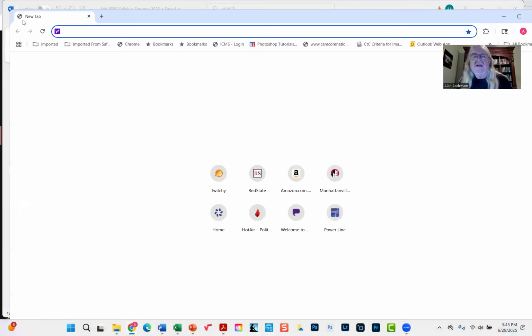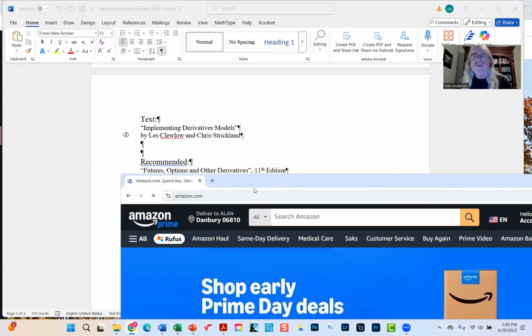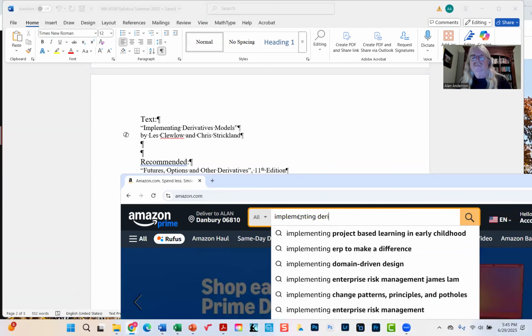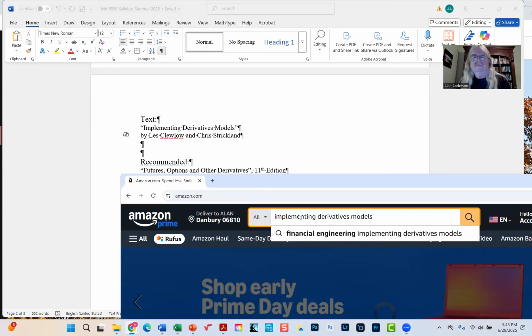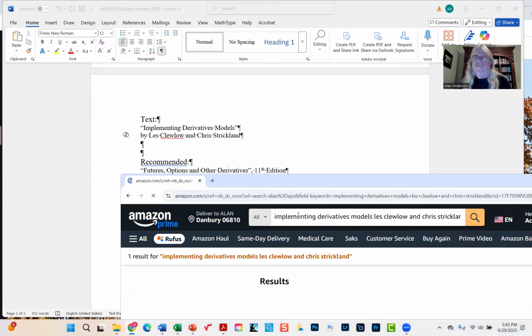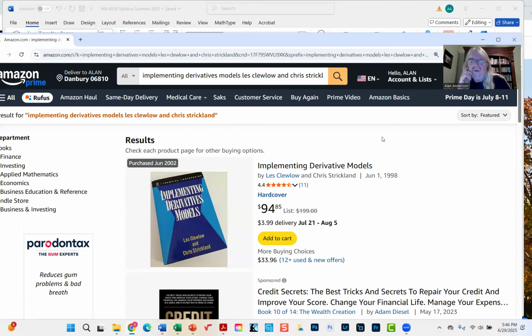Let's see if Amazon still has it. This is where I got my copy, but it was a long time ago. What do you know? They still have it. $94. That's not bad for a hardcover. The reason why you might want to have, yeah, there it is. I bought it in 2002. God, that shows you how time flies, huh?